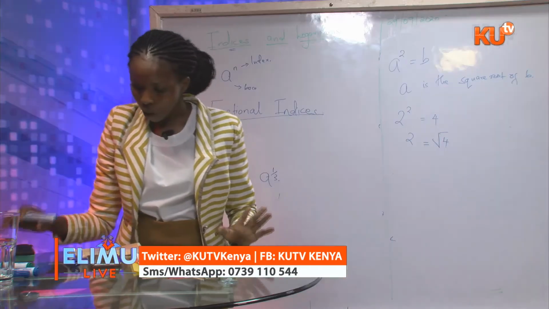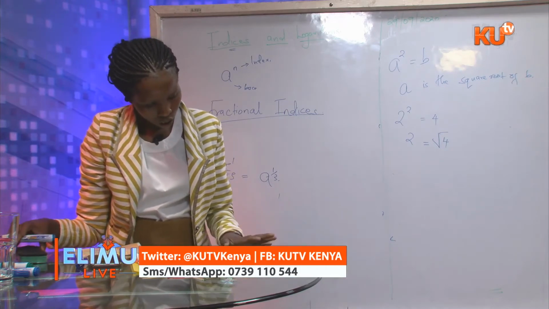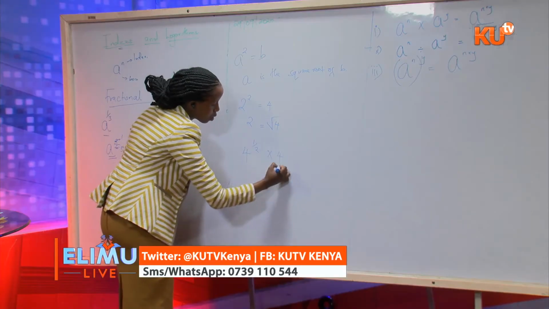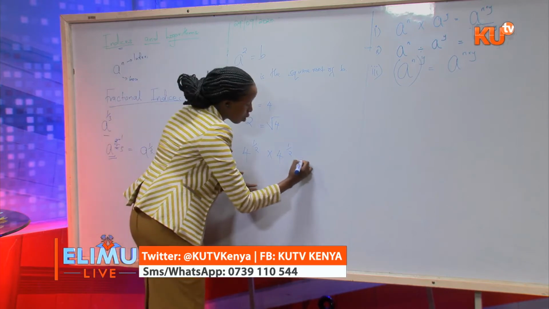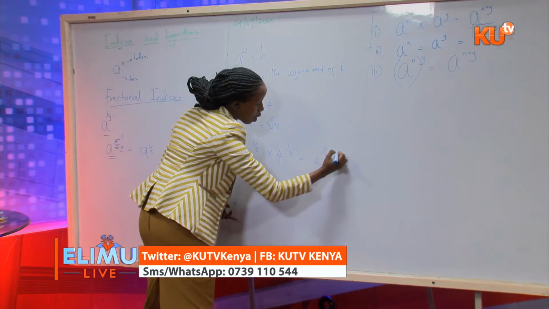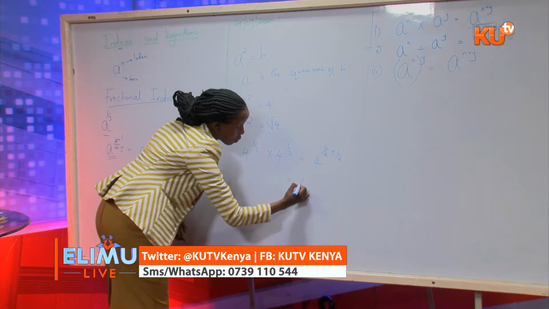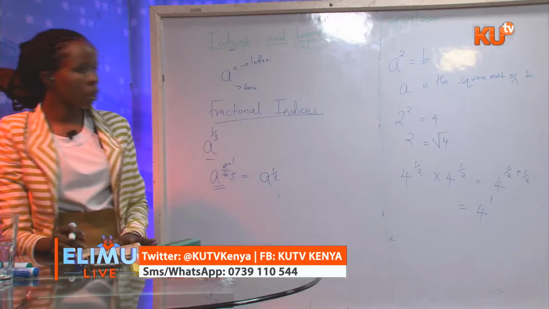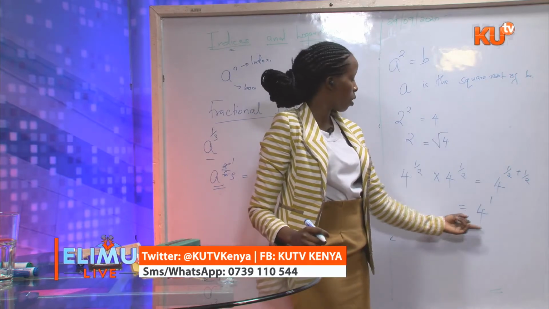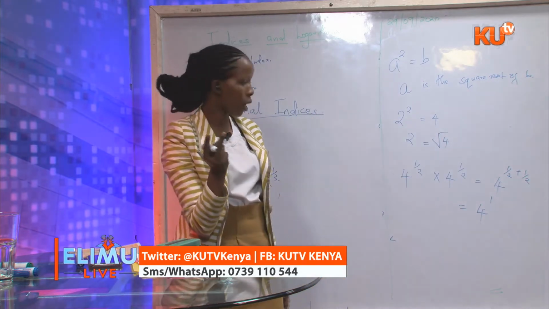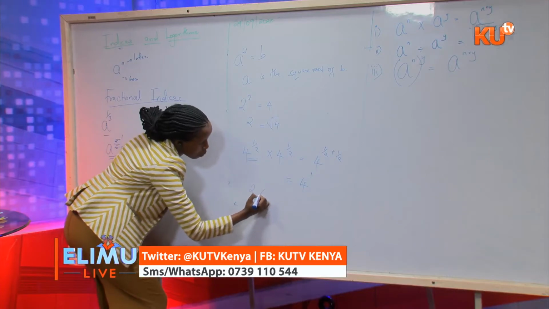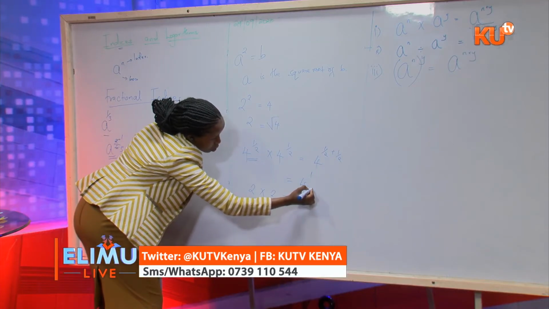So for fractional indices, I want us to look at this example. If I have 4 raised to a half multiplied by 4 raised to a half, this will simply mean that I'll have 4 raised to a half plus a half, because this is a multiplication from our first law of indices. And this gives us 4 raised to 1. So similarly, which 2 numbers, if I multiply them 2 times, will give me 4? That is 2. 2 multiplied by 2 is equal to 4, the same as this.